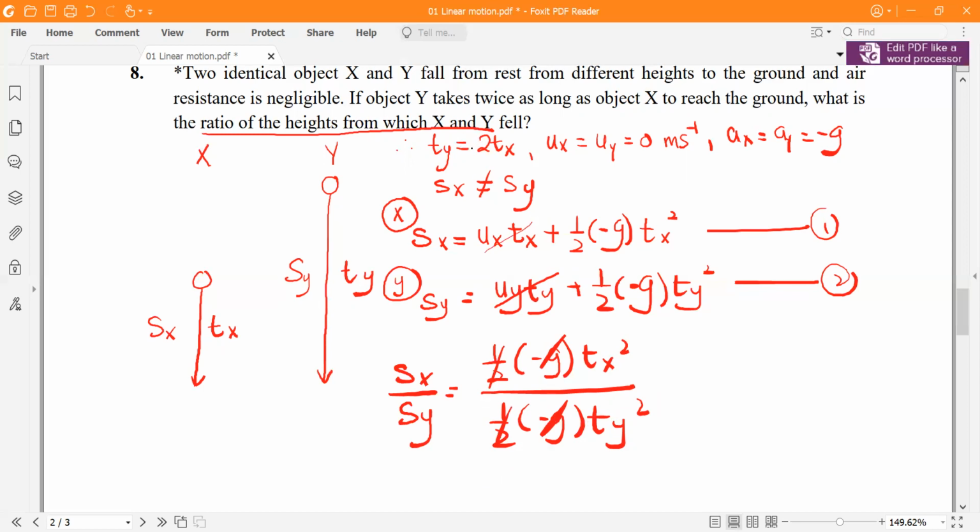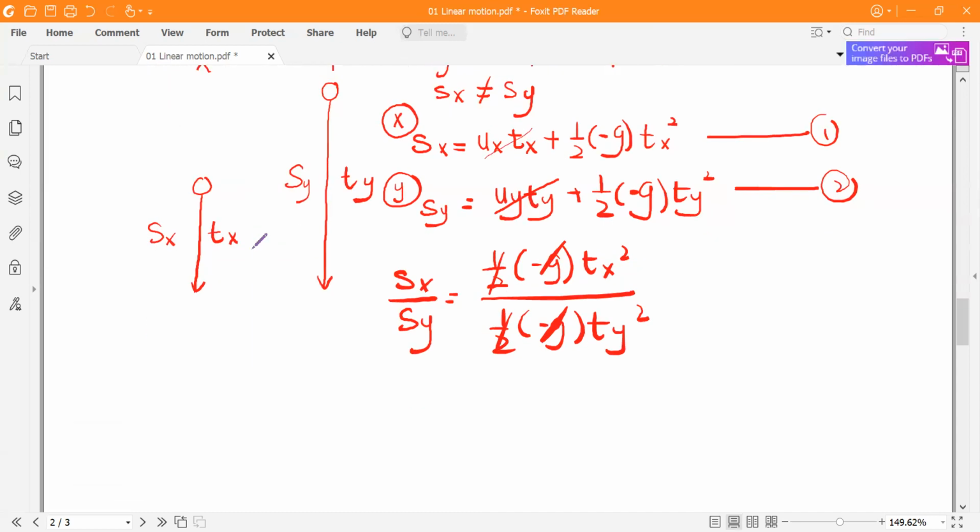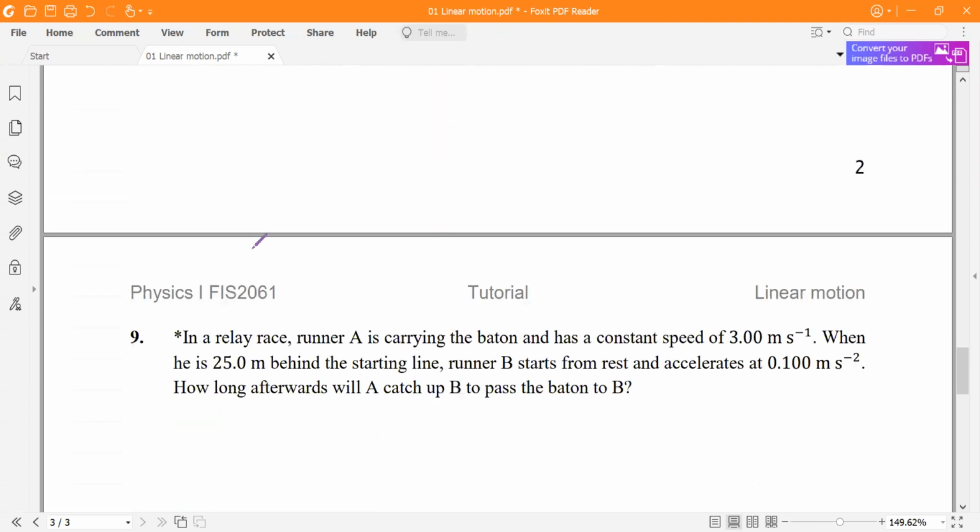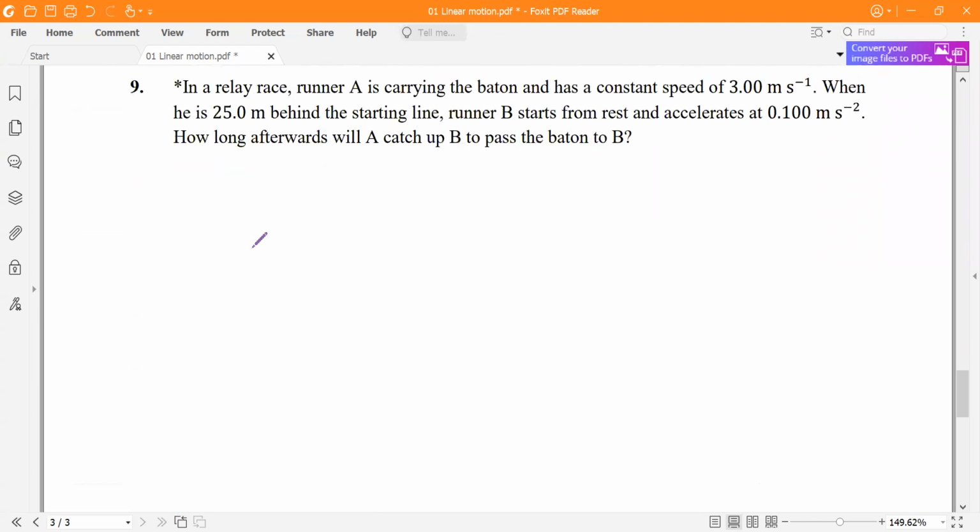But we know Ty is equivalent to 2 times Tx. So you can substitute Ty with 2 Tx. Then you simplify and you will get your answer. Okay, so that's how you solve question 8. Next, question 9.